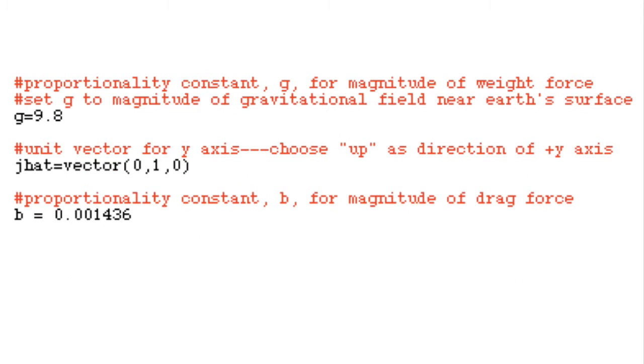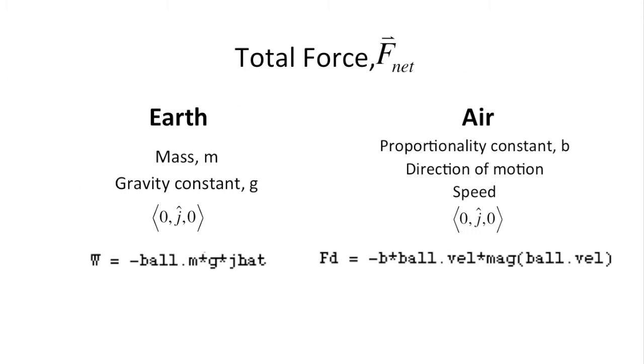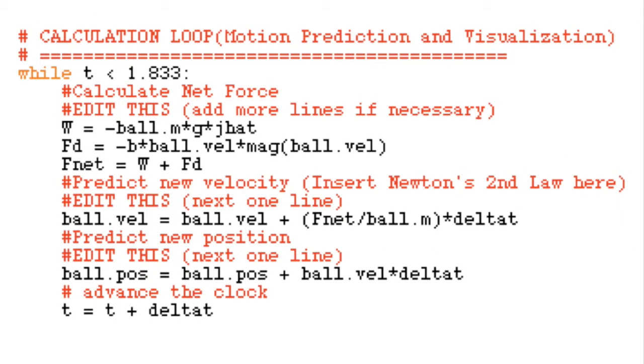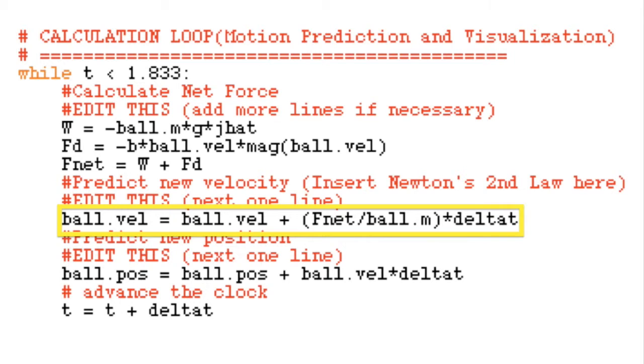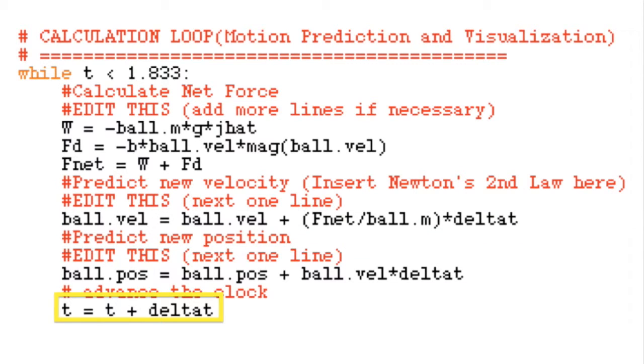I set conditions necessary for F net. Next, I defined the forces that contribute to F net and made two models. One model uses both the weight and drag force, and B is set to a scalar 0.001436. The second model only takes weight force into account, and B is set to equal 0 for drag force. The while loop is where I insert F net. It is set to iterate over 1.833 seconds. F net is calculated, velocity is updated, position is updated, and the clock is advanced.